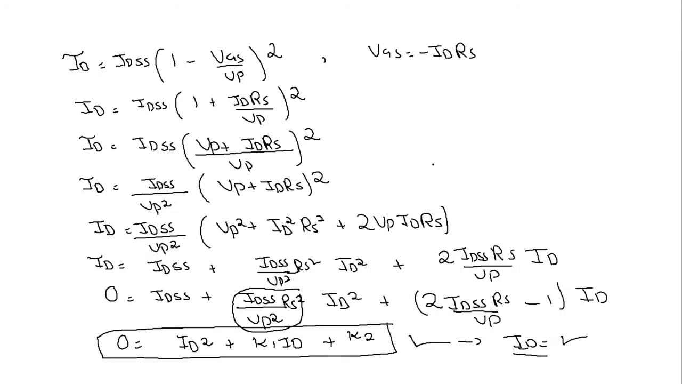If you can have a look, this was a very complex or complicated approach to find the current ID. You saw in the previous video that the mathematical approach of finding ID was very difficult. So that's why we are going to use the graphical approach. And again, because the current ID in case of JFET is given by the Shockley equation, for the graphical approach, again, first thing we need to do is to plot the transfer characteristic curve.